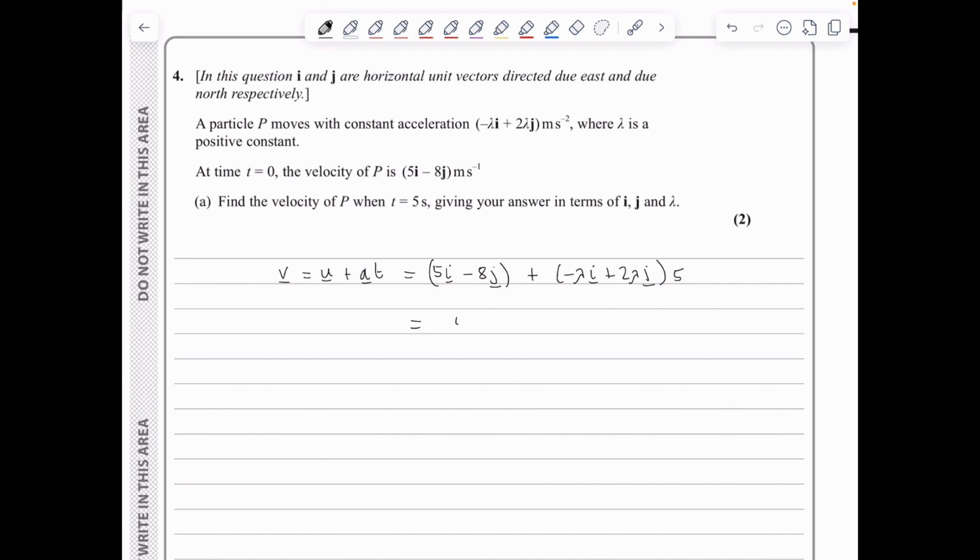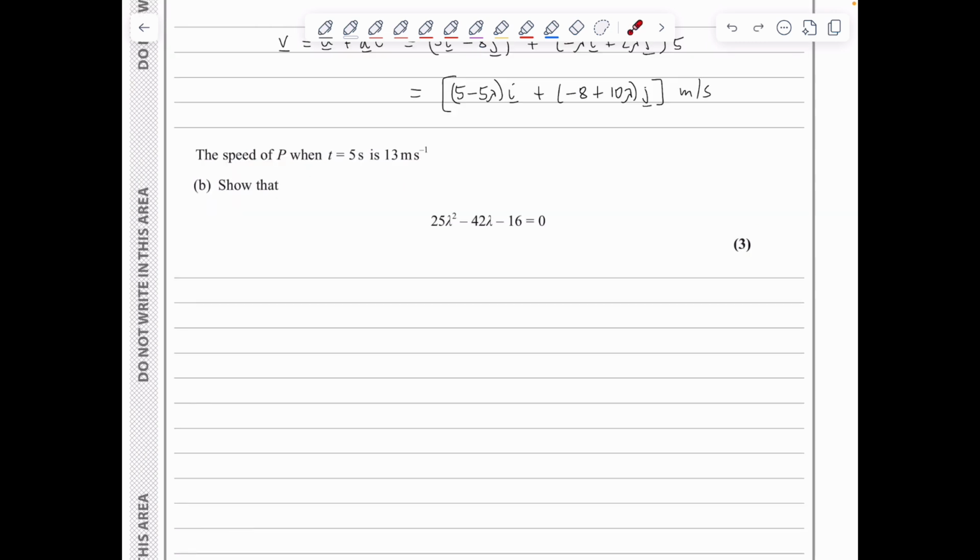We are looking at (5 − 5λ)i + (−8 + 10λ)j, and all of this is the velocity, so it's meters per second. We're then told that the speed of P when t is 5 seconds is 13 meters per second, and we need to show that this leads to this quadratic in lambda.